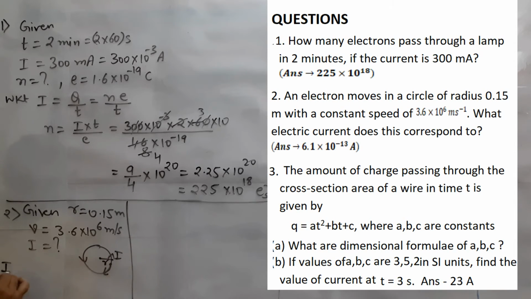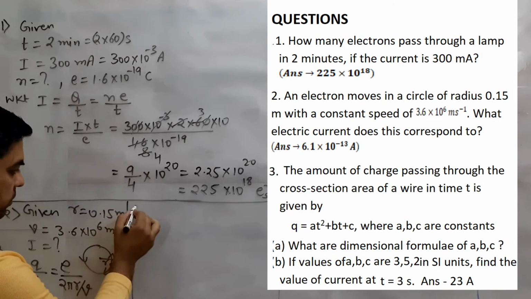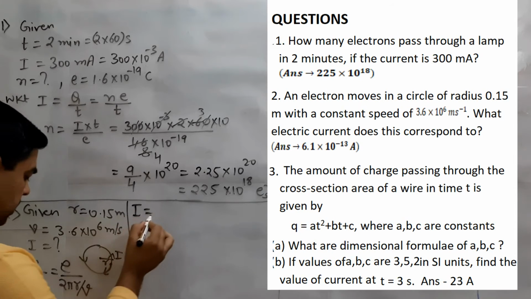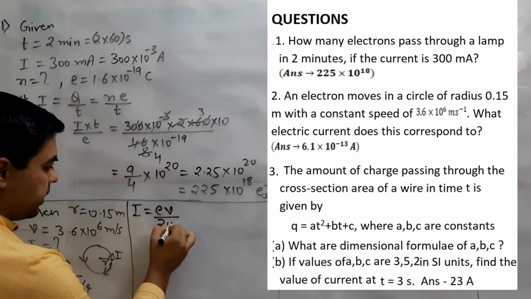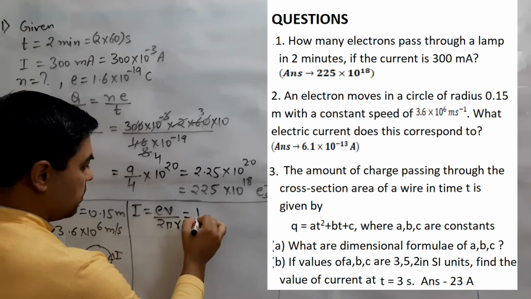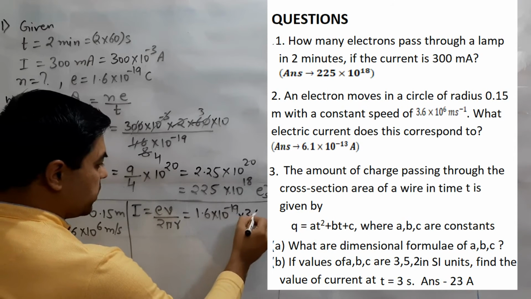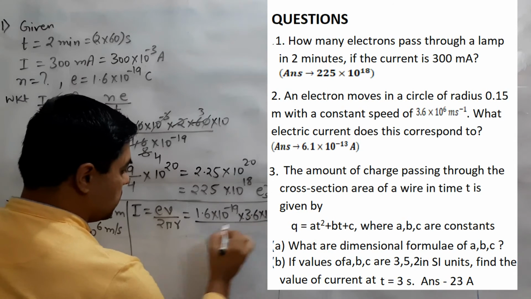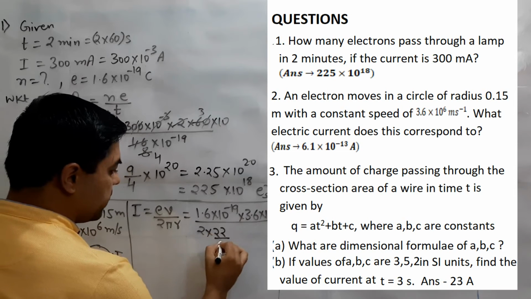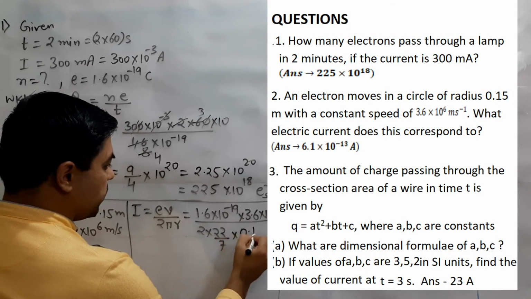The formula for current is charge upon time. For charge we have E, and for time we have the distance for one round, 2 pi r, upon speed v. This is from the relation time equals distance upon speed. So the formula will be written as EV by 2 pi r, and substituting the values, you will get your answer: 1.6 into 10 to the power minus 19, times v, 3.6 into 10 to the power 6, divided by 2 into 22 by 7, and r is 0.15.